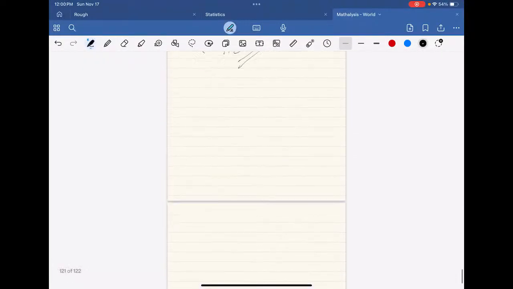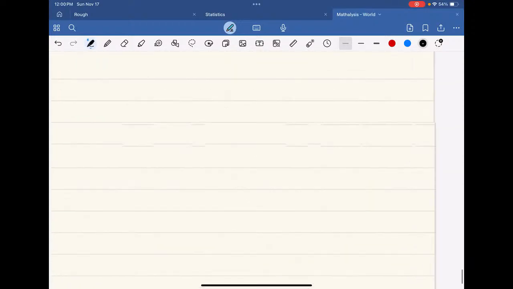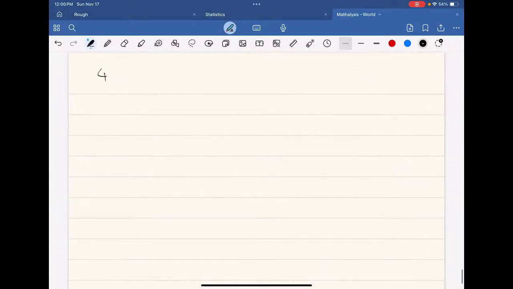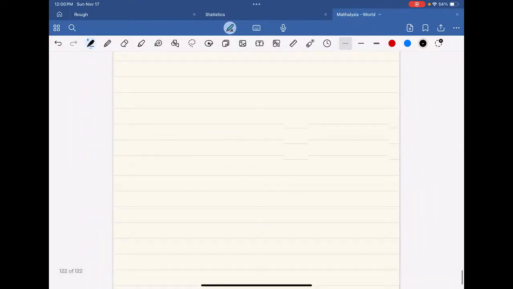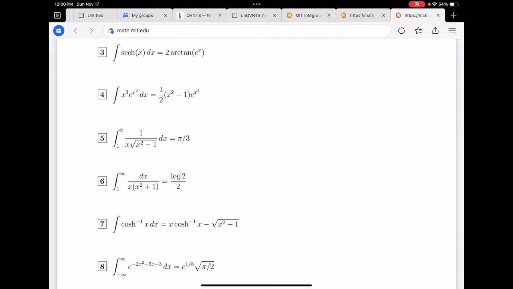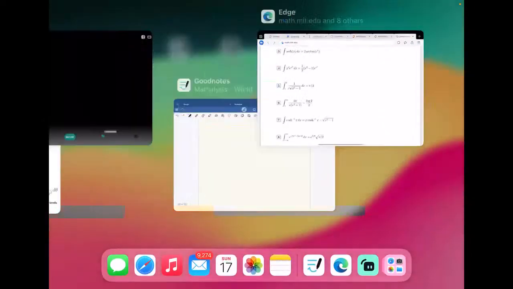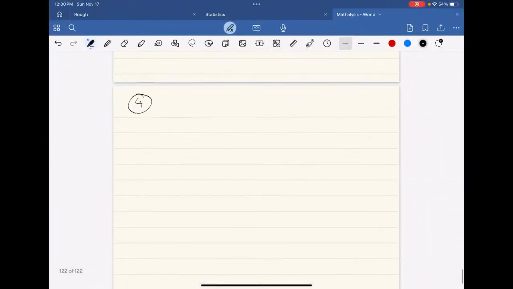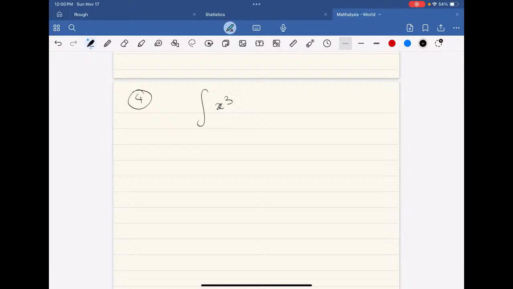Now let's go to four number, guys. Now four number is, what's our four number? Let's see. Integral of x cube e to the power x squared dx.